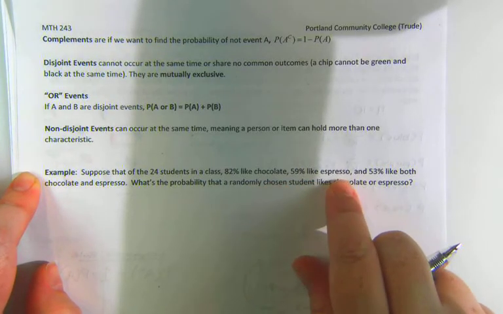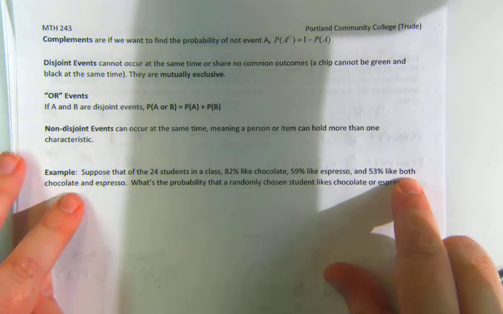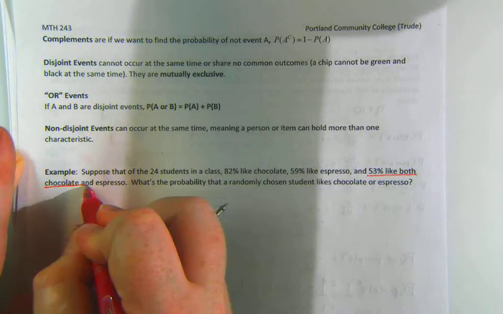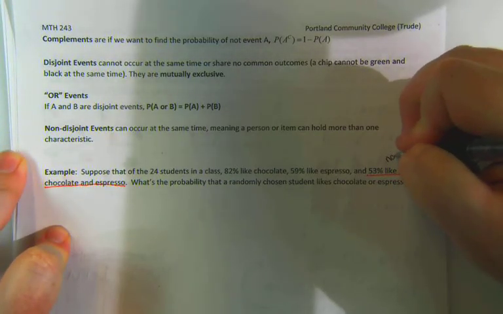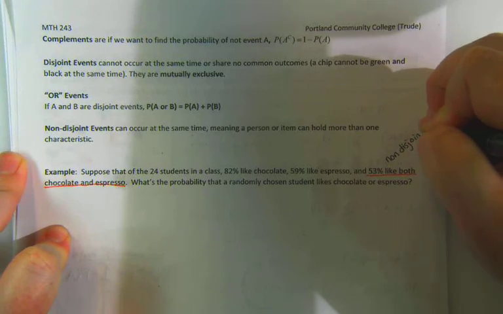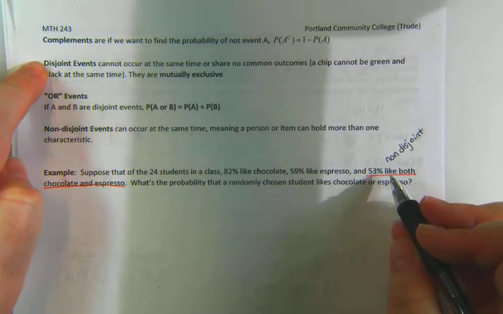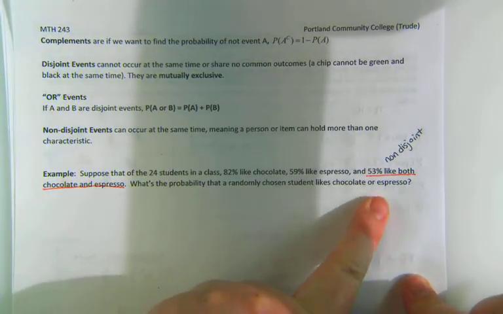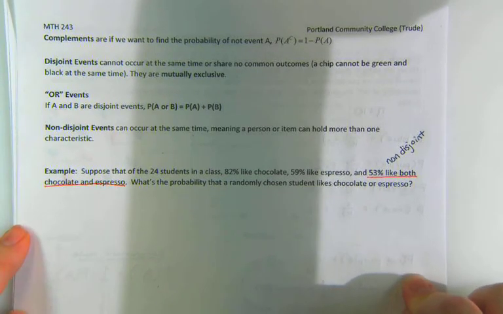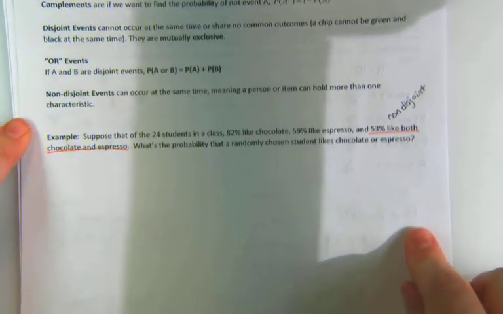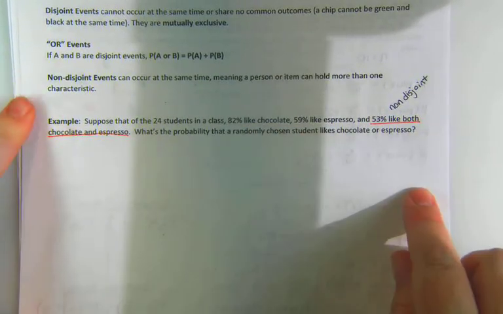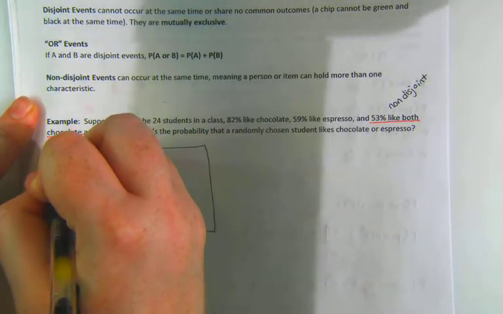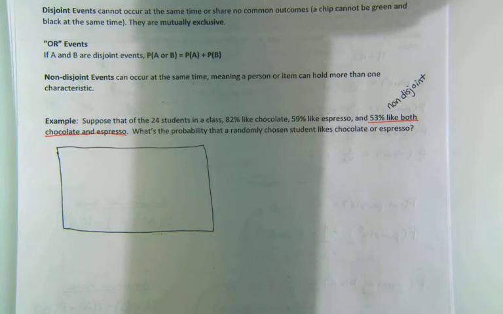But let's talk about what happens when we have non-disjoint events, when they can occur at the same time, meaning they can hold more than one characteristic. So for our example, we have 24 students in a class, 82% like chocolate, 59% like espresso, 53% like both chocolate and espresso. And this wording right here, the fact that we have a percentage that like both, is key that it's non-disjoint. We can't have that overlap when events are disjoint with each other.